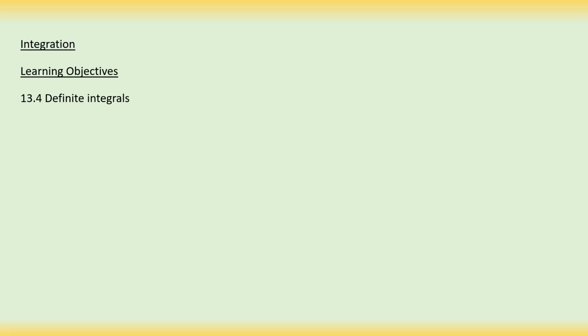Definite integration. Copy the lesson objective down. Once you've done that, hit play, and we're going to talk about definite integration.